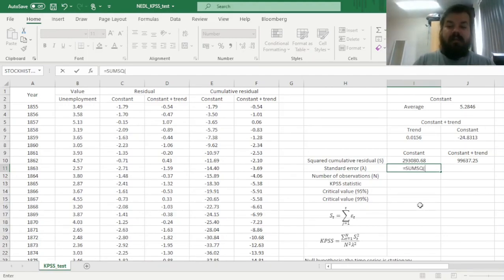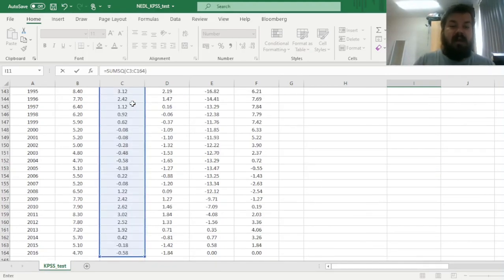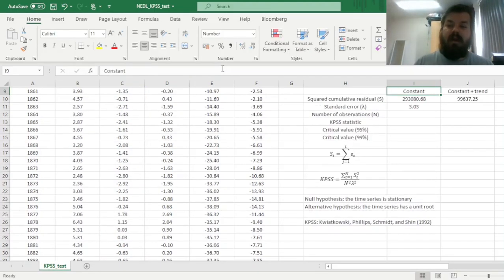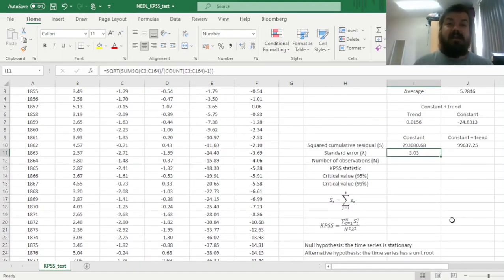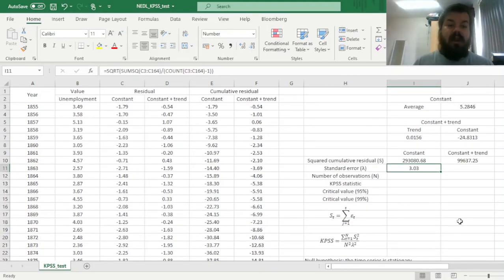So we can apply the sum squared of our residuals, not cumulative residuals in that case. Then we can divide it by the count of such residuals minus 1. Here minus 1 is again the degrees of freedom adjustment. We subtract 1 because we imposed one restriction onto the data. And to get the standard error and not variance, we can take the square root of the whole expression. And we get 3.03 as the standard error, meaning that on average in the constant specification, unemployment deviates from the mean by roughly 3% on average in every single year.